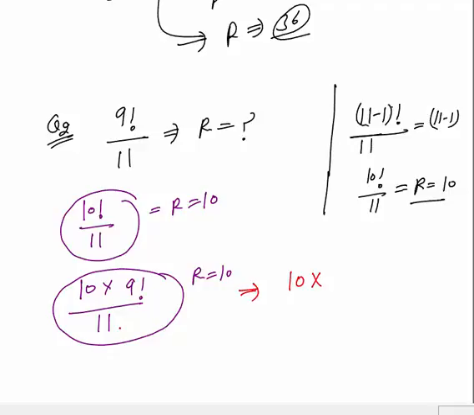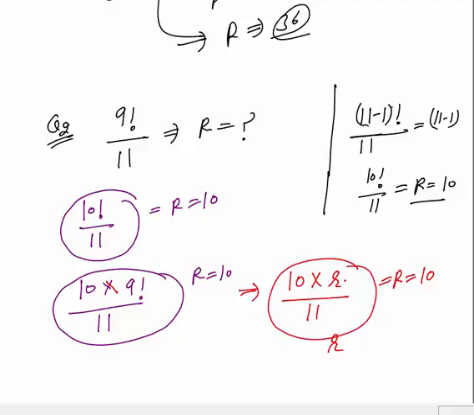Now what should be 9 factorial by 11? The final remainder is 10. Now while calculating the remainder, we keep the multiplication sign as it is. So let's say the remainder is r. So 10 into r by 11, the final remainder is 10.